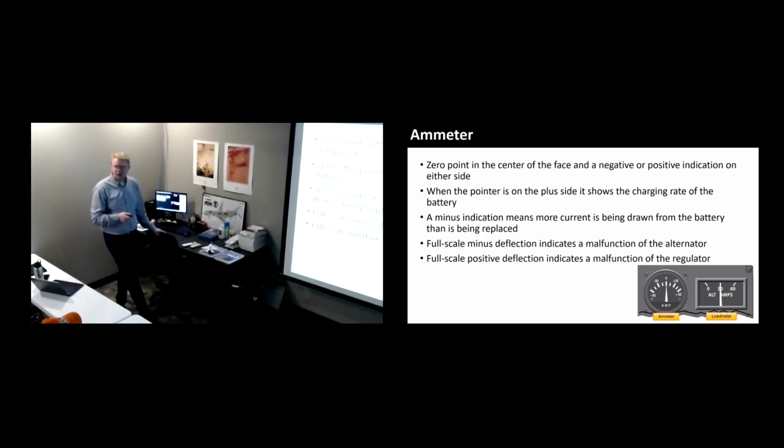And so you can actually see that it's not accepting a charge from the alternator, your voltmeter would drop down in its range. Is there anything like that?